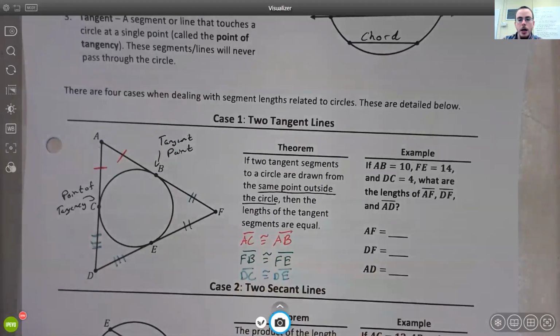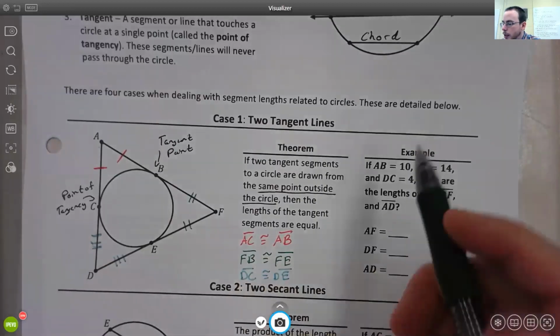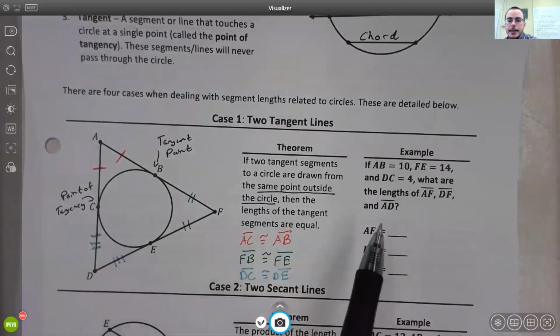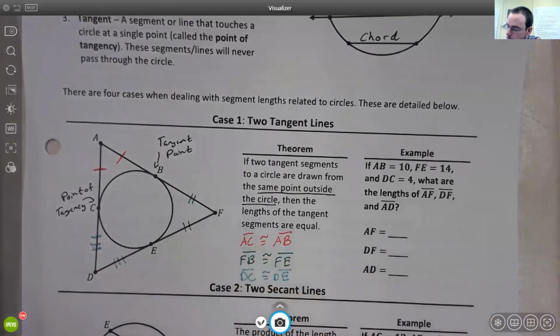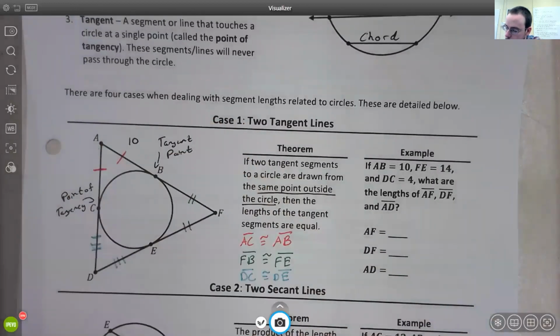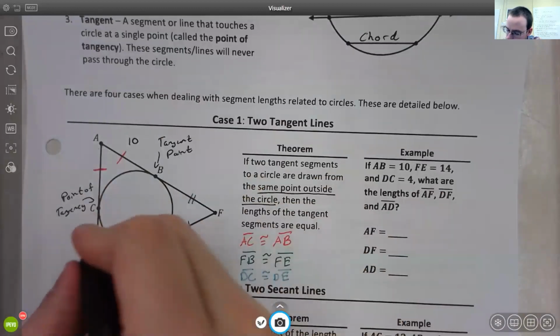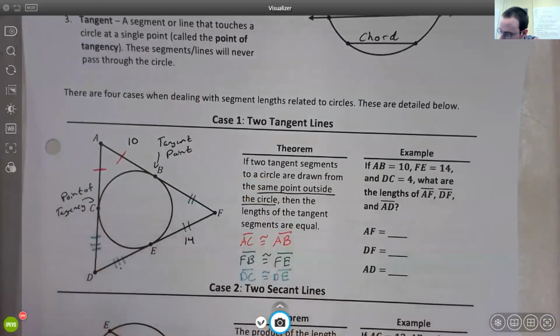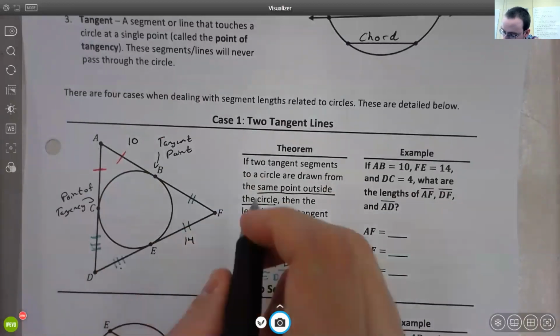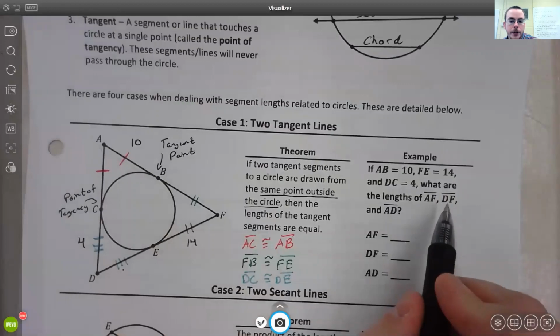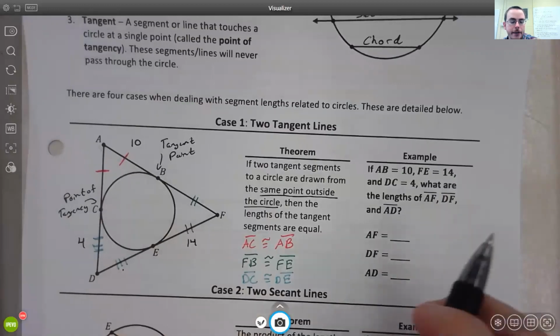Okay. So for instance, if we say that AB is equal to 10, FE is equal to 14, and DC equals 4, I'm going to go ahead and label all of those. 14 and 4. What are the lengths of AF, DF, and AD?